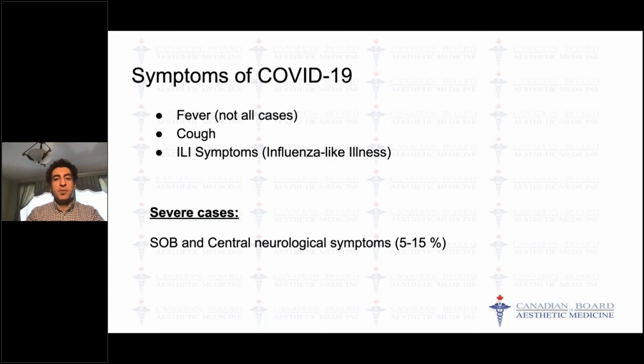In severe cases, we might have significant shortness of breath, or in very severe cases, we might have central neurologic symptoms. The last guideline that I got from our hospital says that at this moment about 5 to 15% of cases develop severe symptoms, and they might get shortness of breath, and might need hospitalization due to hypoxia and need oxygen, or in more severe cases, they might also need intubation.